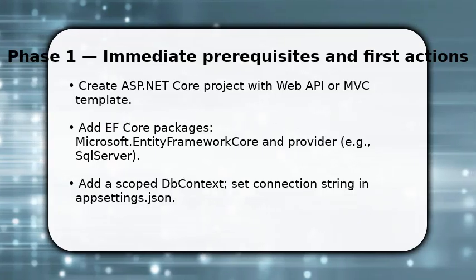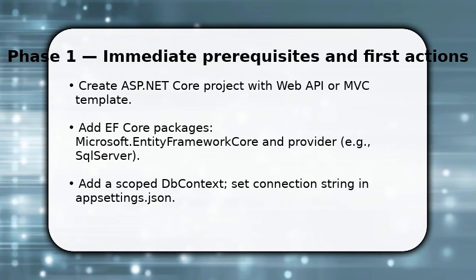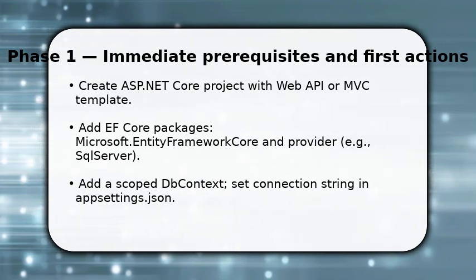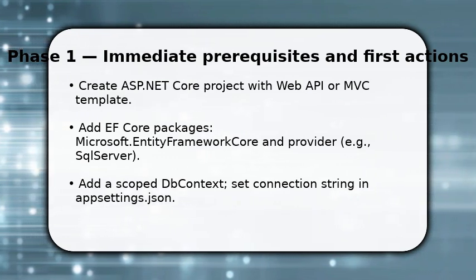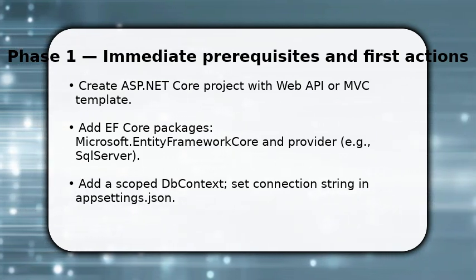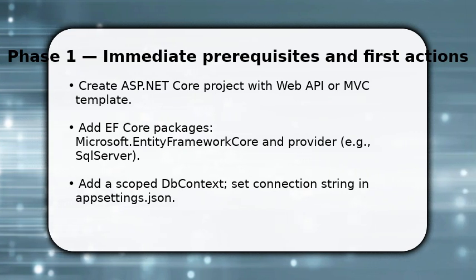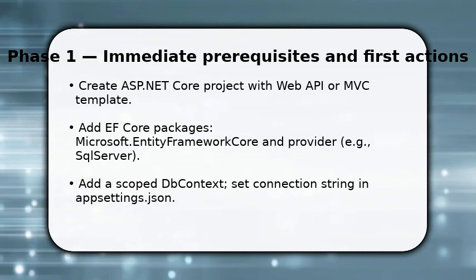You start by creating the project and installing packages. Once done, add Microsoft Entity Framework Core and the provider for your database. You then define plain C# entity classes that map to tables. Make sure to add key properties and navigation properties for relationships.